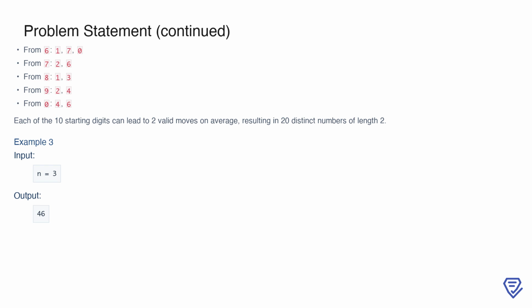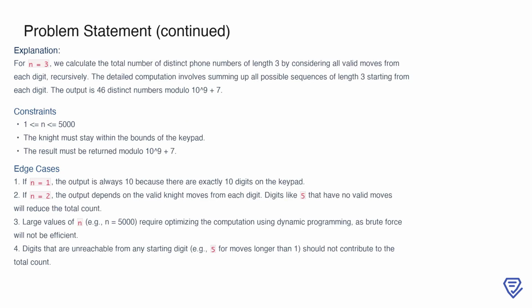Now, let's consider a slightly longer phone number, where n equals 3. In this case, we calculate the number of valid sequences by considering every possible chain of moves, starting from each digit and extending to a length of 3. For n equals 3, the total number of distinct phone numbers is calculated by summing up all possible sequences of length 3 starting from each digit. This involves recursively determining all valid moves and extending the sequences step by step. The result is 46 distinct numbers. Keep in mind that the computation grows significantly as n increases, which is why we need to use an efficient approach like dynamic programming to solve the problem for larger values of n.